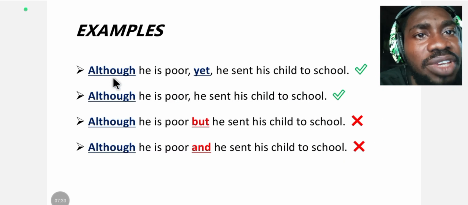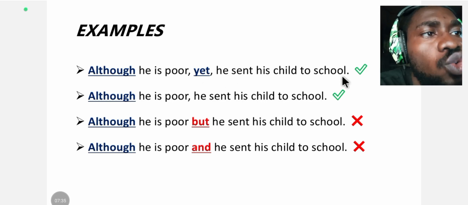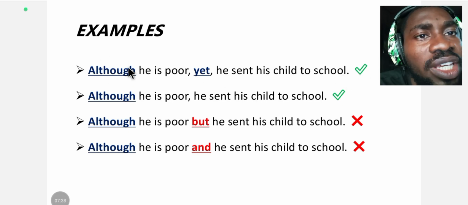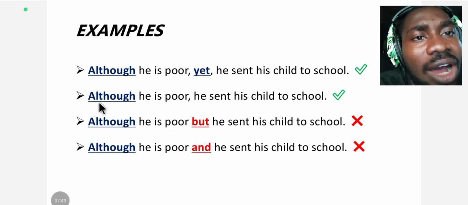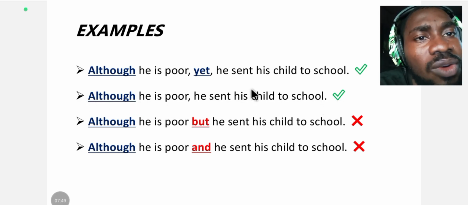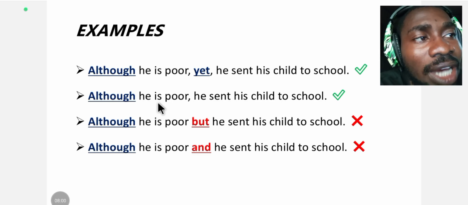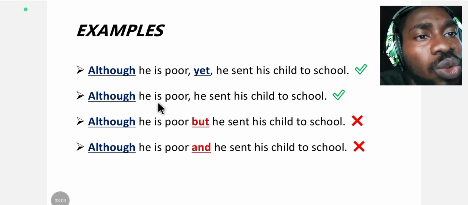The first example we have here is: although he is poor, yet he sent his child to school. Correct. Because we use although here and there is a possibility and a need to use yet. The second example says: although he is poor, he sent his child to school. Correct. Why is it correct? Because we use although, but we didn't use yet. But even though you want to omit the other word that collocates with the other, do not use another word to replace it.